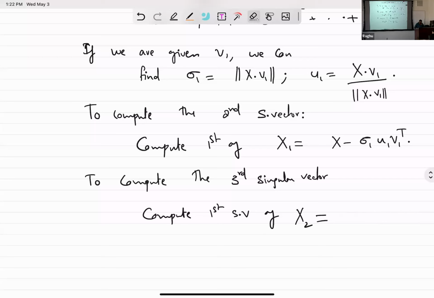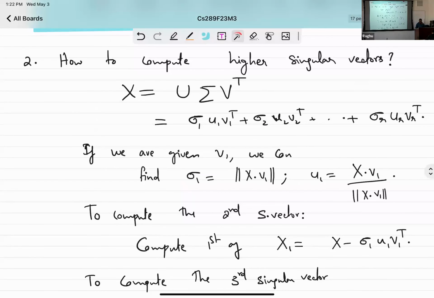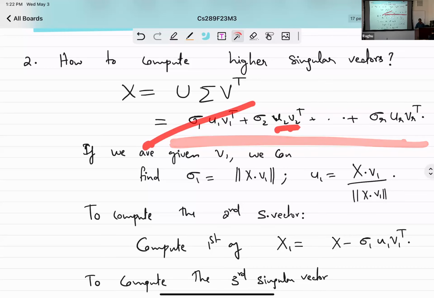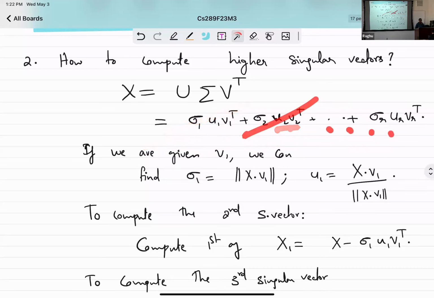Actually, let me write it inductively so that it becomes clear. I can iteratively peel off one after the other and keep on computing the next singular vector. And this is nice because it comes from this representation. If this is the identity that I have, if I knock this out, what's left is this, knock this out, what's left is this, and so on. So this is one way to compute the top k singular vectors, given you can compute just the first singular vector.